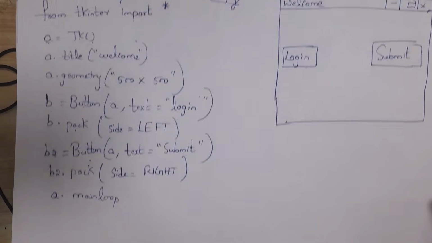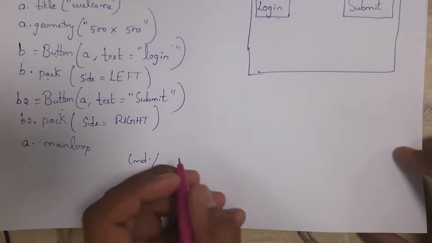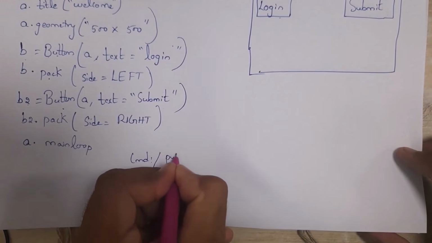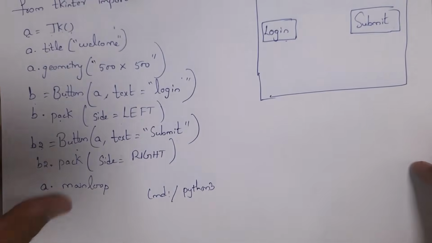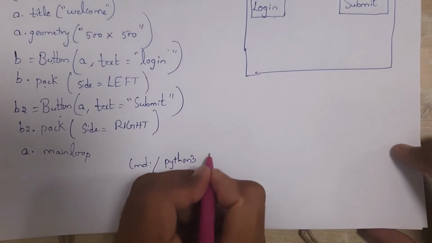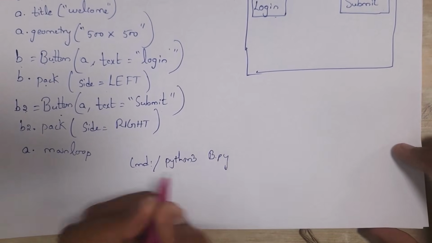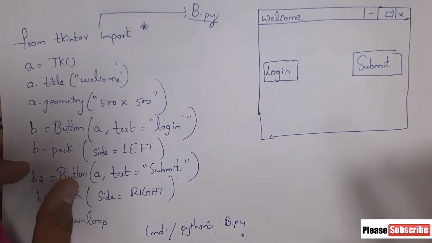So open command prompt. Now I want to execute this program. So inside command prompt, you need to type python3, that is Python 3rd version. So just type here python3 and your file name. This file name is b.py. So just write here b.py. Whenever you write this code and click enter, you will get this output. It will display this window.